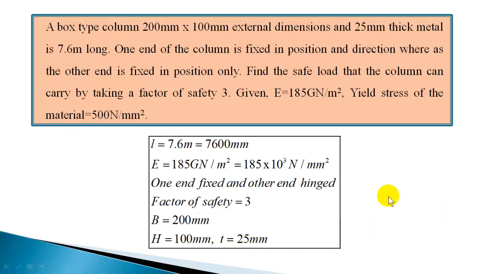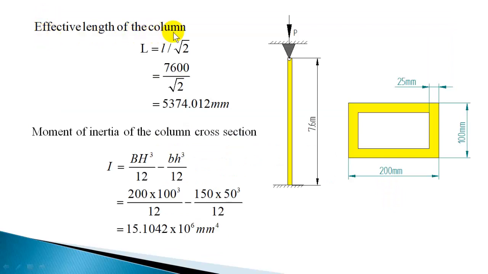Now let us work out the effective length of the column. You can find it as L by root 2 because one end is fixed and the other end is hinged. The effective length is L by root 2, where length is 7.6 meter or 7600 mm, divided by root 2. You will get 5374.012 mm. So this is the effective length of the column.